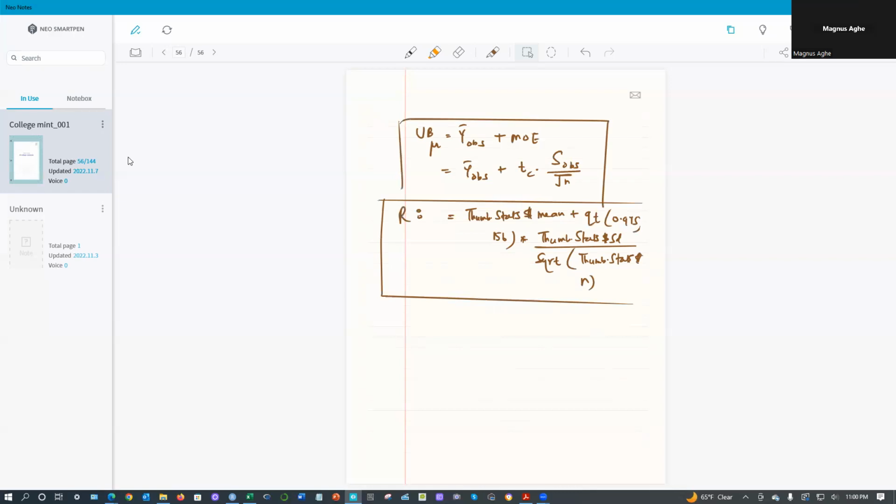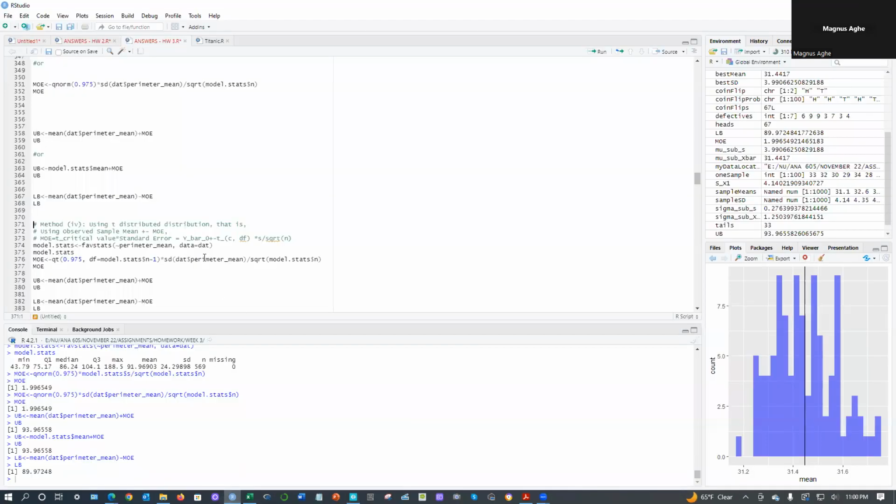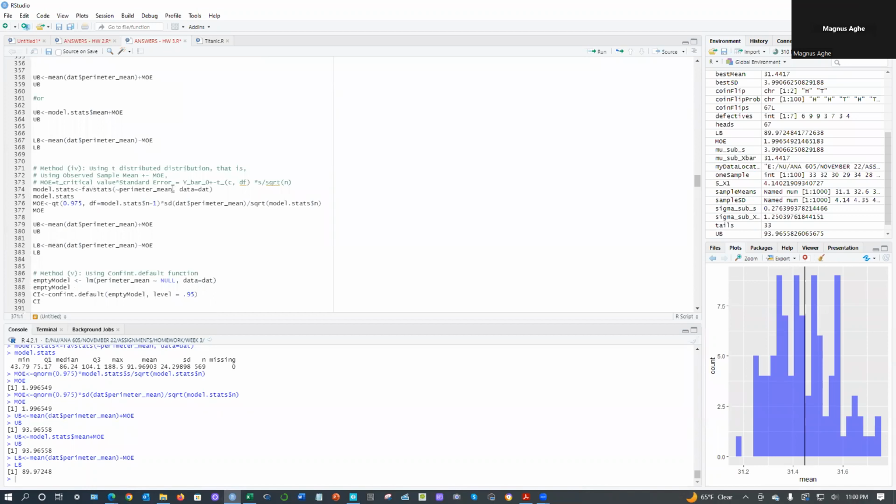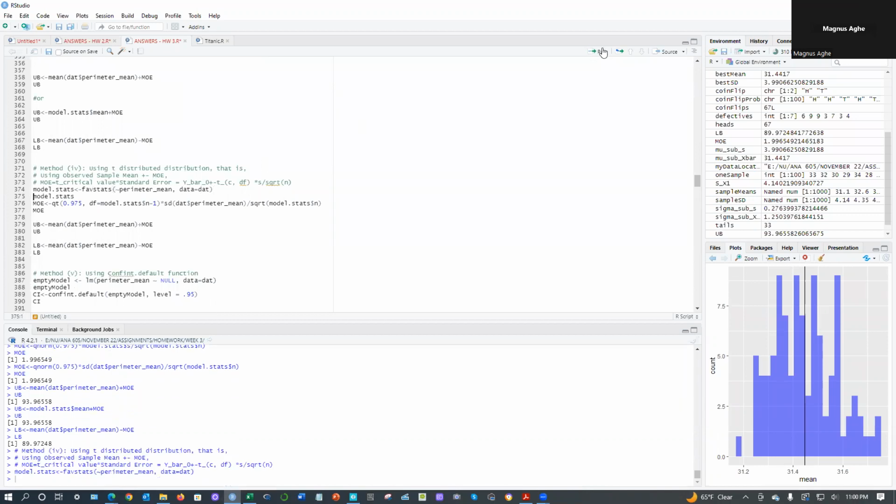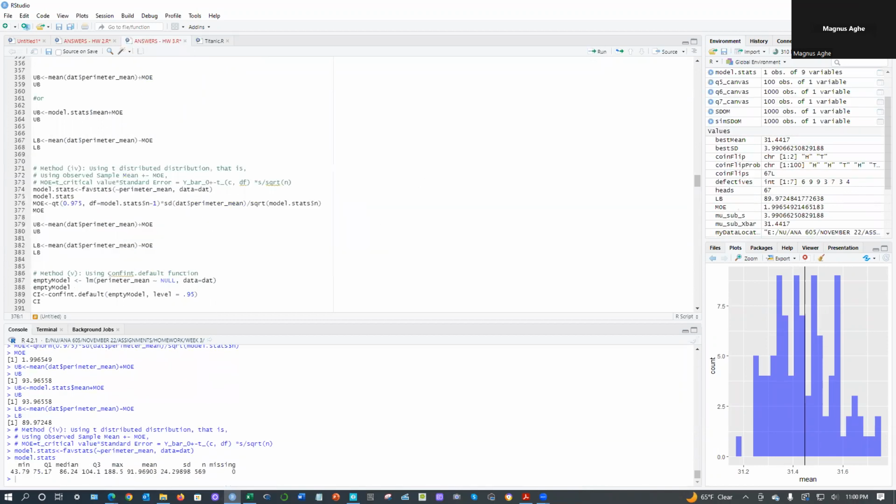Upper bound and lower bound you have, you can easily write the confidence interval. In a similar fashion, let's try this one and then we can stop. So I'm going to do model stat. We have that one. We know that one already. I'm going to write the margin of error.